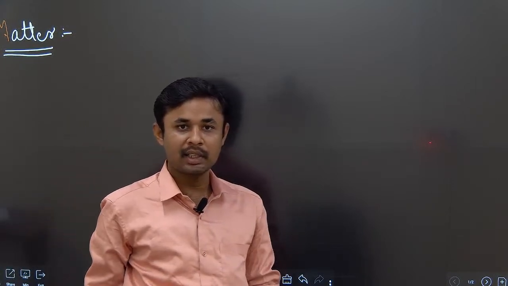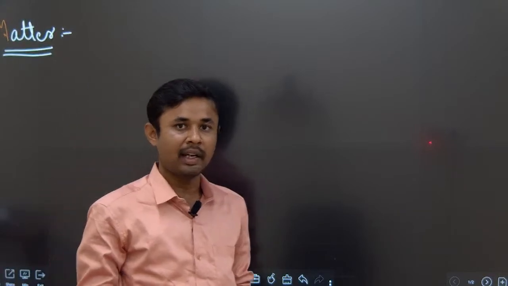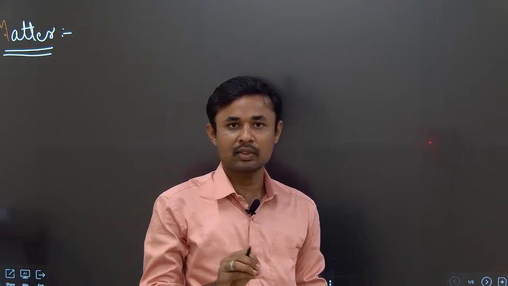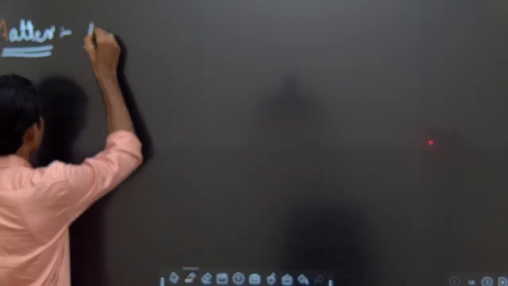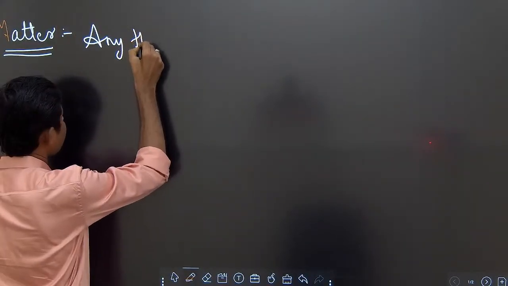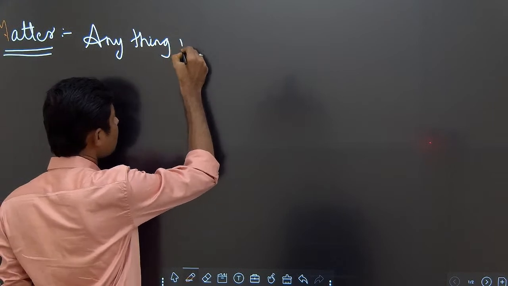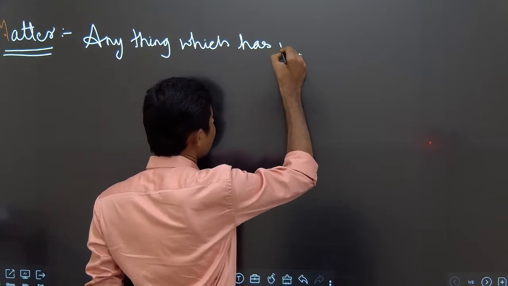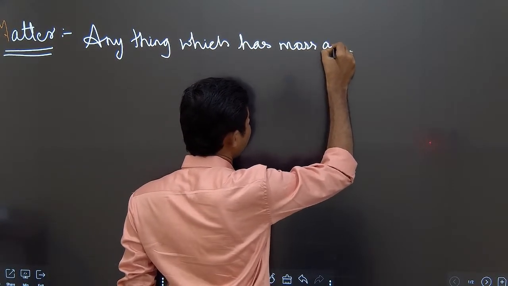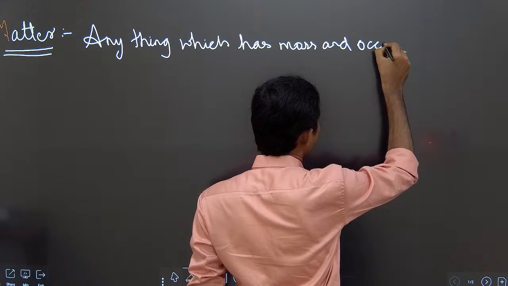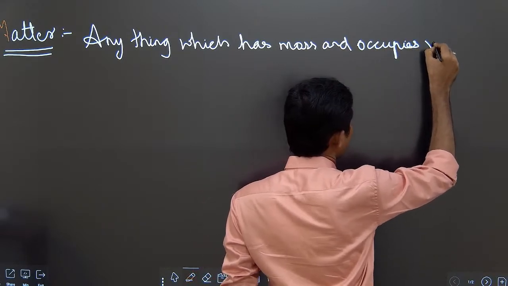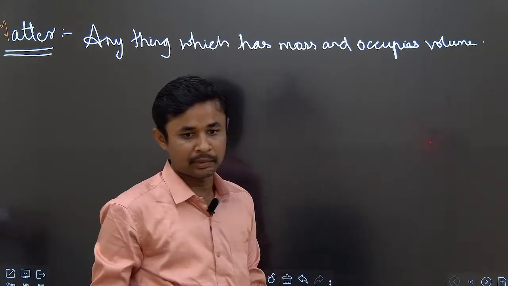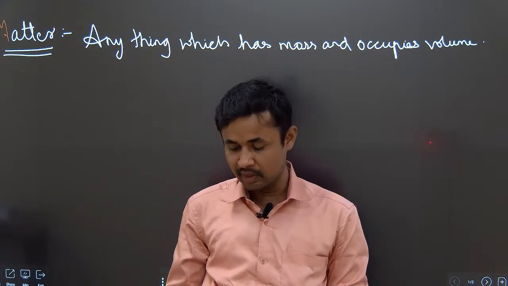Matter is anything which has mass and occupies a volume. Anything which has mass and occupies volume is known as matter.